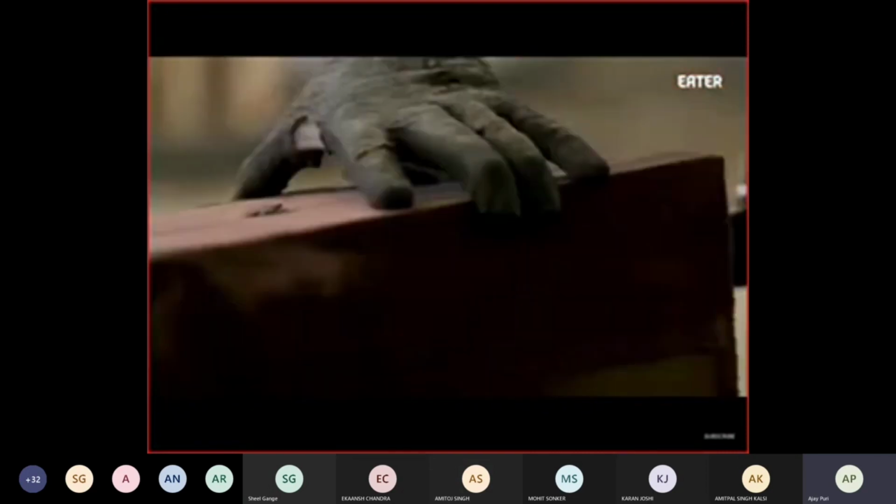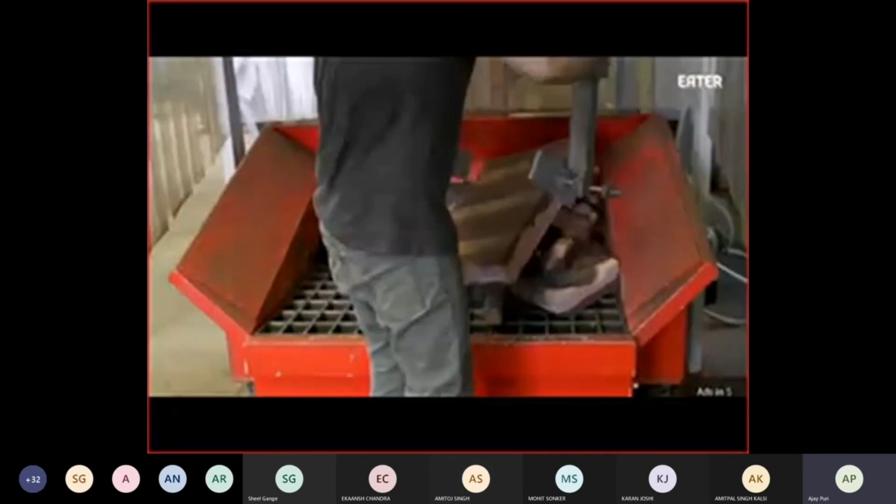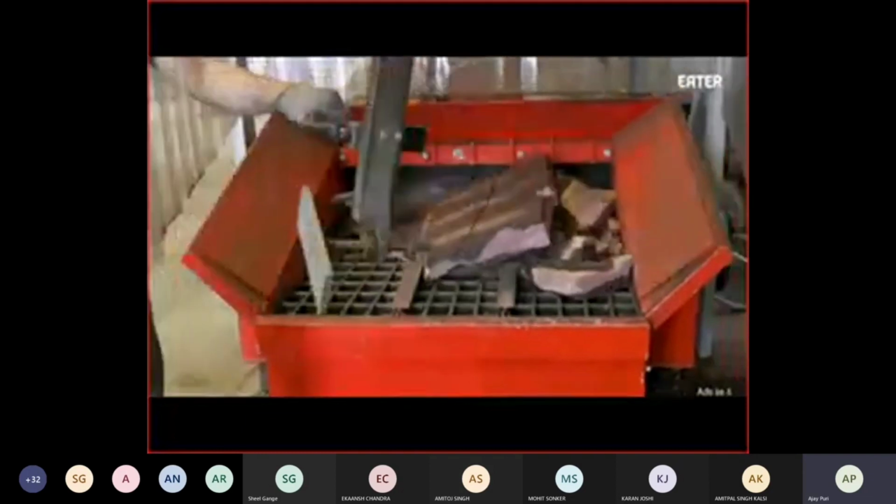So after it's cast and cooled down, we drop the mold onto the shakeout, which is a machine that vibrates.